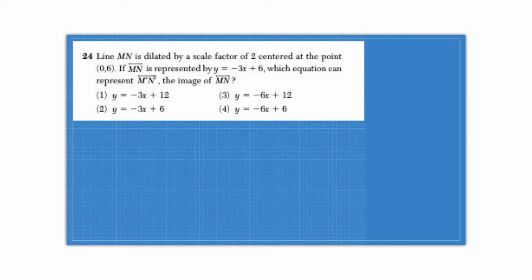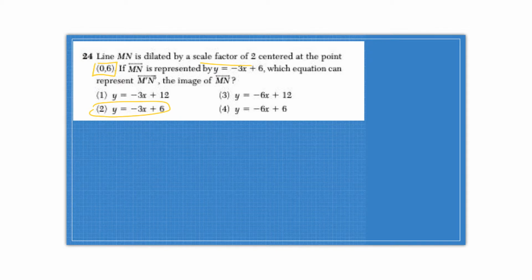Here we have line MN dilated by a scale factor of 2, centered at (0, 6). They say the equation of MN is y equals negative 3x plus 6. Then what would be the equation of M prime N prime, which is the image of MN? And the answer here is choice 2.